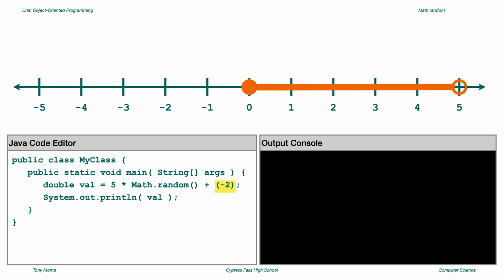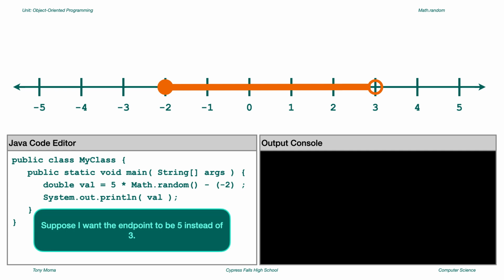So now we're adding negative 2. Thus, our range now shifts over 2 spots. Okay? So now we're generating a random number from negative 2 to positive 3. Right? Now, suppose I want the endpoint to be 5 instead of 3. Okay, well, what changes in that case? Well, the starting point still remains the same. It's still going to be negative 2.